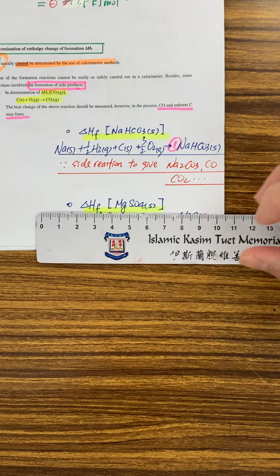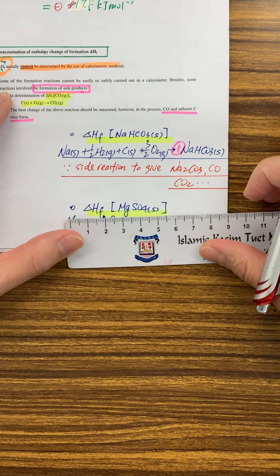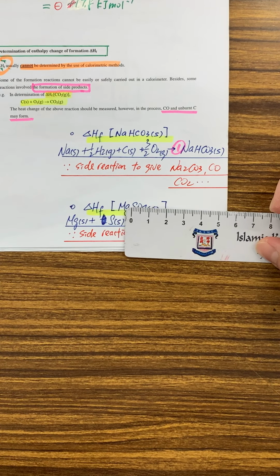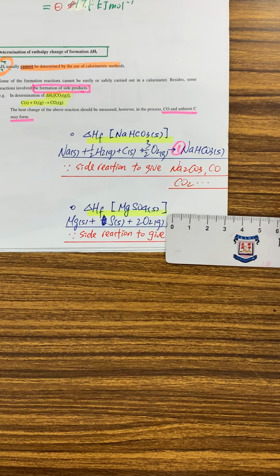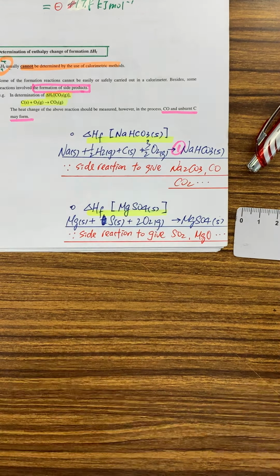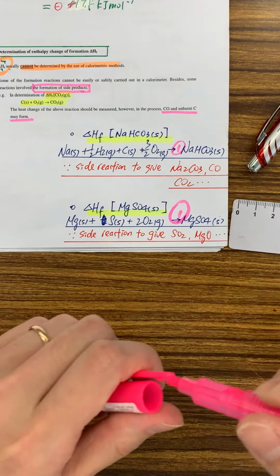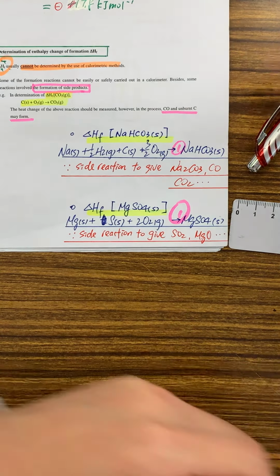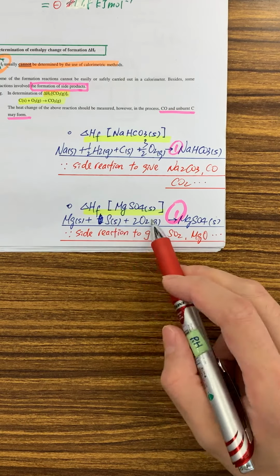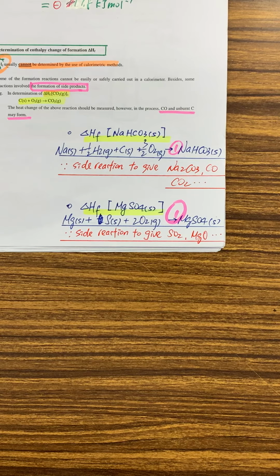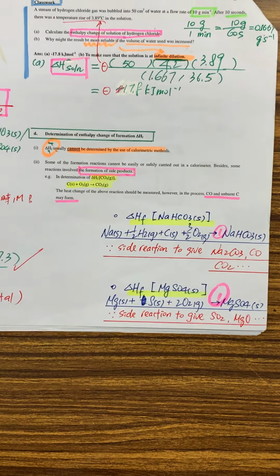Now you should be able to write down magnesium in its physical state, sulfur in its physical state, oxygen in its physical state, giving 1 mole of magnesium sulfate. 1 mole also. Why can we not determine it in the lab? Due to the side reaction to give maybe SO2, maybe MgO, etc. Okay, that's it for part 2.